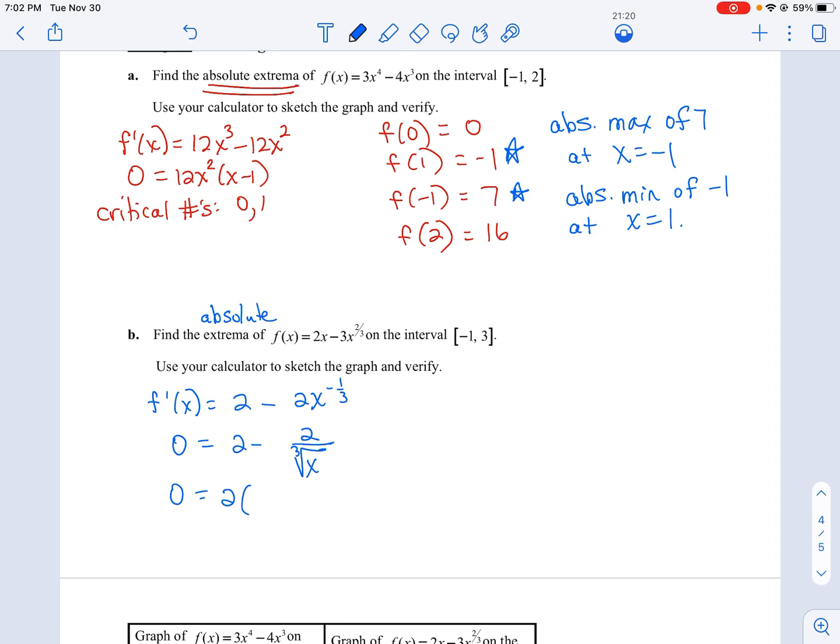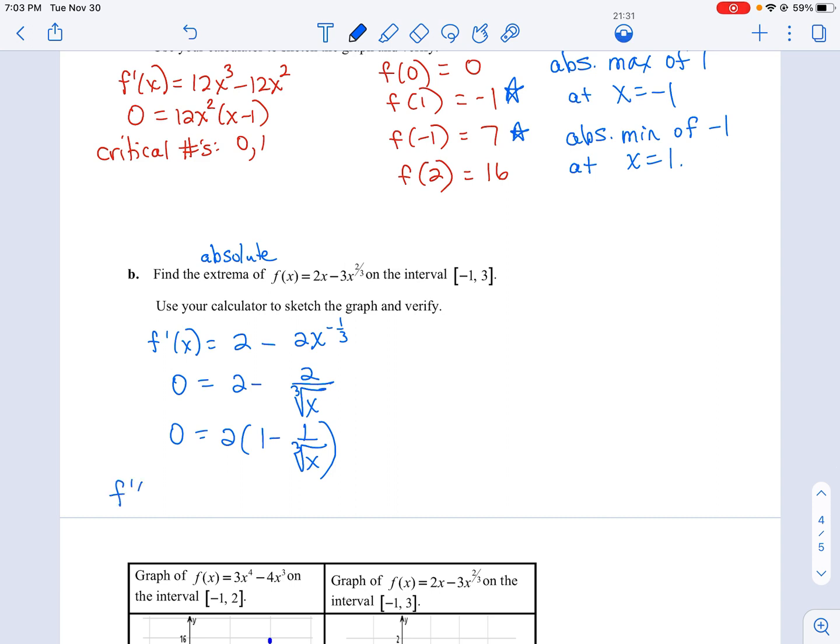So I could, I suppose, factor out the 2. That really does not matter. So where is this? This is undefined. So f prime of x is undefined at x equals 0. And f prime of x equals 0 at x equals 1. Do you see how I got that? Because if you plug in 1 here, that would be 1 minus 1 is 0. All right, so let's go ahead and do the candidates test.